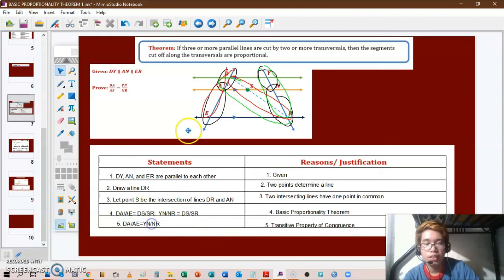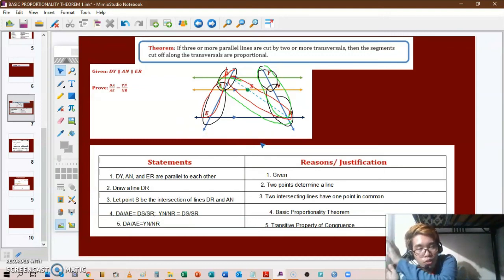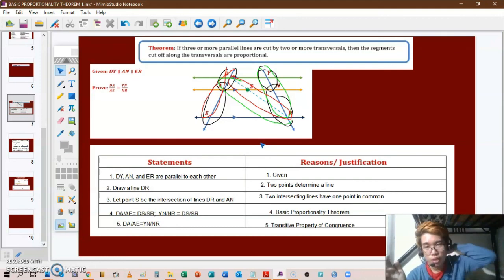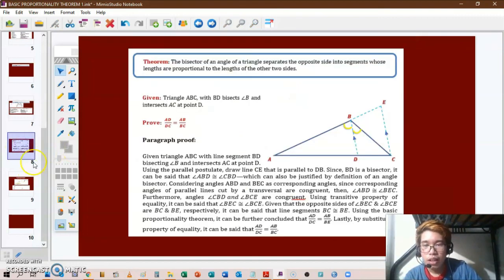So we've already proven that the ratio of one side of 2 intersecting lines that had 3 parallel lines passing through them are equal, or the proportion is the same. And we also have another theorem: the bisector of an angle of a triangle separates the opposite side into segments whose lengths are proportional to the lengths of the 2 other sides.